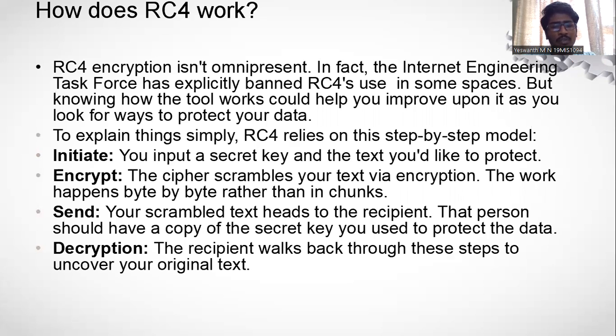Enter. You input a secret key and the text you'd like to protect. Encrypt. The cipher scrambles your text via encryption. The work happens bit by bit rather than in chunks. Send. The scrambled text heads to the recipient. The person should have a copy of the secret key used to protect the data. Decrypt. The recipient walks back through the steps to uncover your original text.